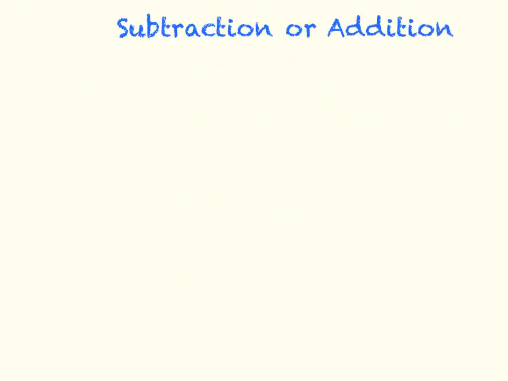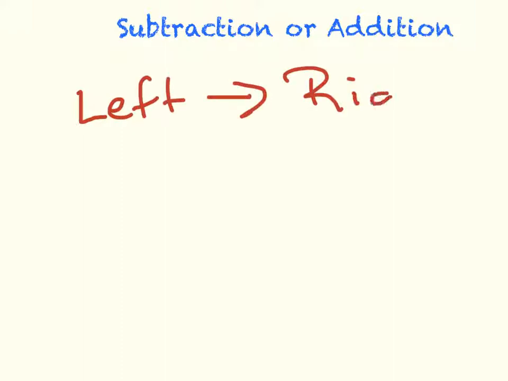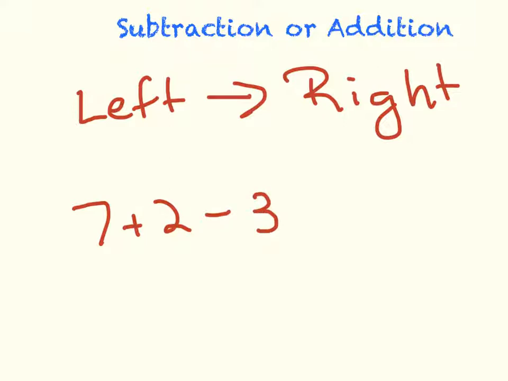And lastly, we do our subtraction or addition. And once again, we do this from the left to the right. It doesn't matter whether addition's first: 7 plus 2 minus 3. We would do our 7 plus 2 first, which would be 9, minus 3. So this is the last thing in our GEMS.